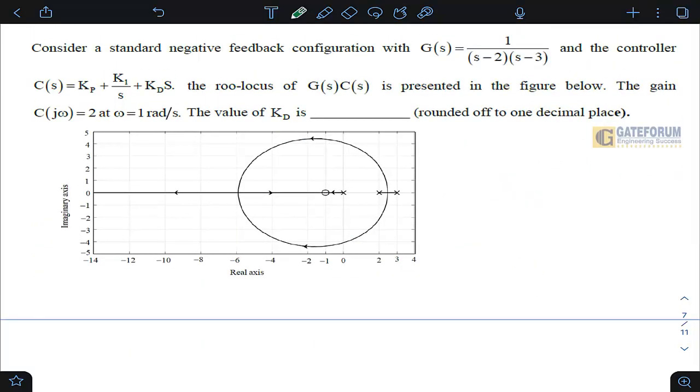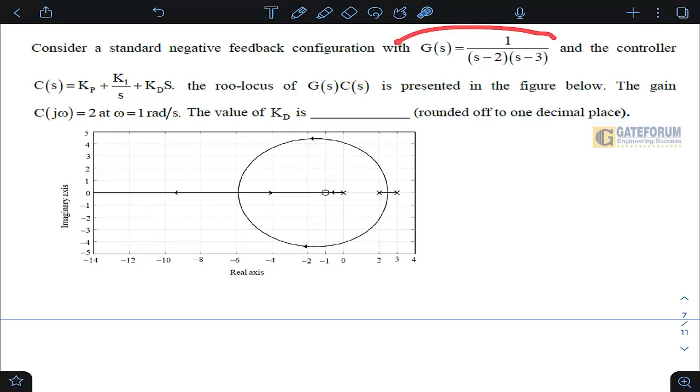This question is asked in GATE 23 of instrumentation. This is from the control systems subject and related to the root locus concept. The question is: consider a standard negative feedback configuration with G of S and the controller C of S. The root locus of G(S)C(S) is presented in the figure below. The gain C of j omega is 2 at a frequency omega equals 1 radian per second. The value of KD is?